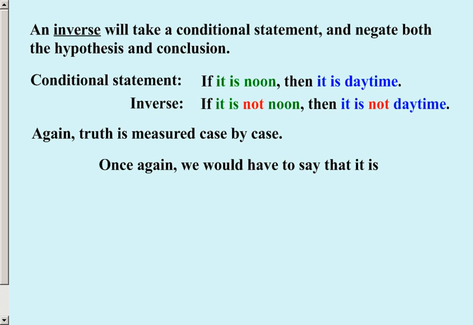Okay, so if it is not noon, then it will not be daytime. It is not daytime? Well, we can probably look right out the window and determine that that is not the truth. We have the sun out. There's light on this side of the planet. So we can't say that it is not daytime, but there is the possibility that we might look at it and say, you know what, it is not noon.